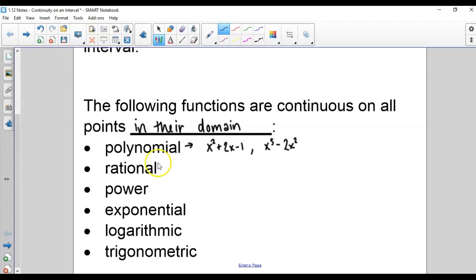A rational function is going to be something where you have a variable in the denominator. The simplest one that we ever deal with is 1 over x, but it could be something like 2 minus x over x squared plus 2x plus 3. That would also be rational.